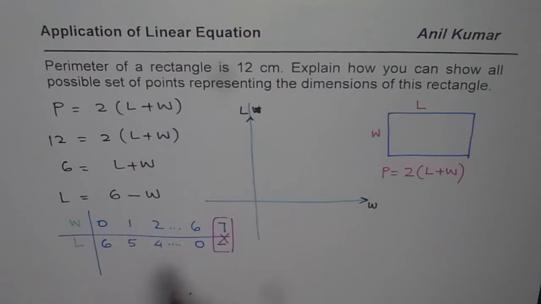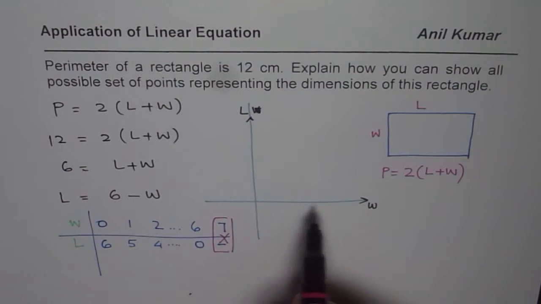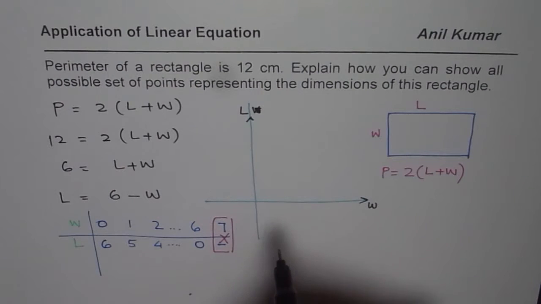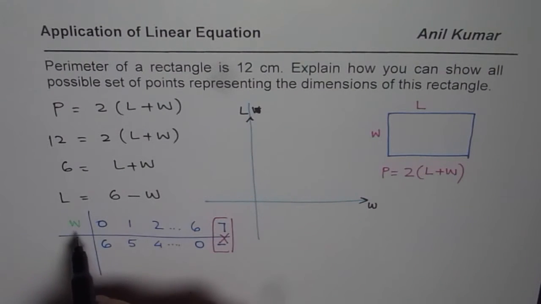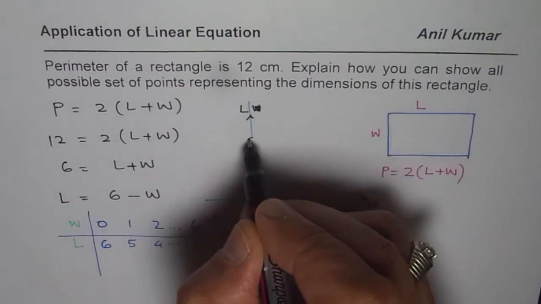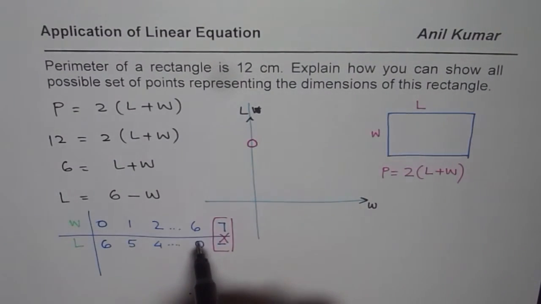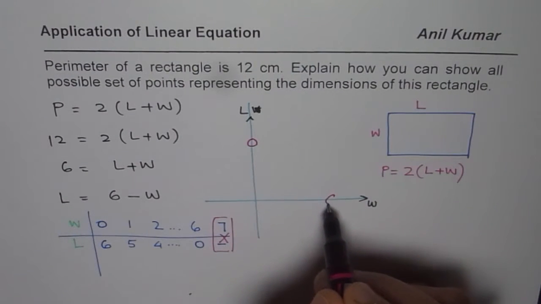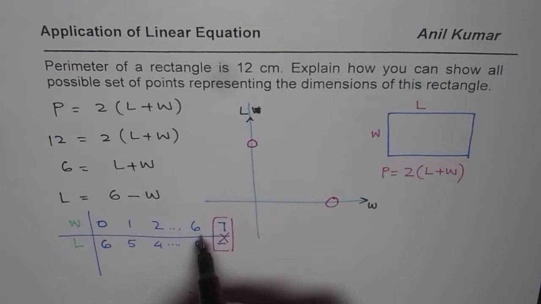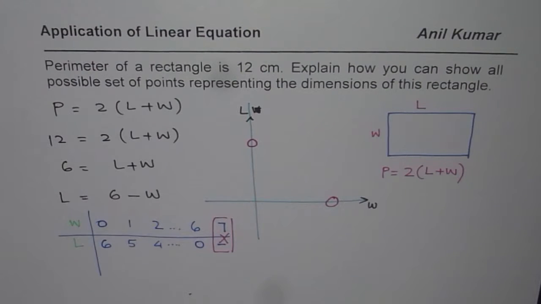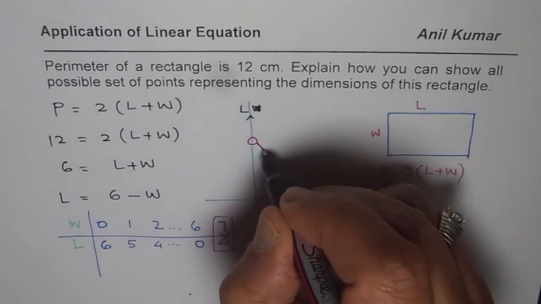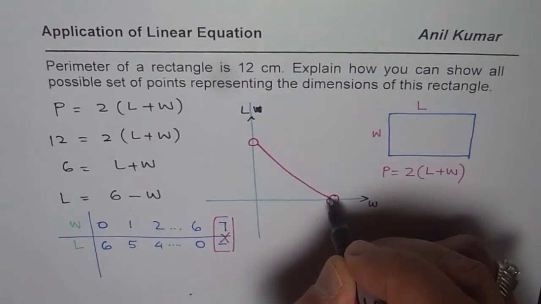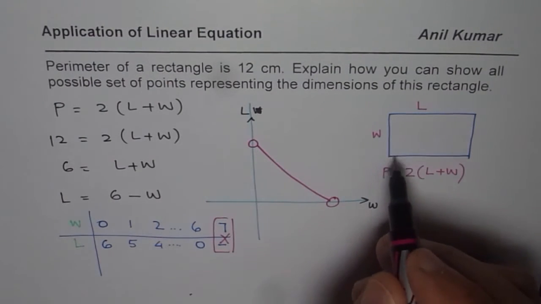Now we are looking for dimensions. So these points could be plotted on the graph. Let's say (0, 6), that means W is 0 and this is the value 6. On the other hand, we have W as 6 and length as 0, right? So these are the 2 points which are not really possible, but they are limiting points for our case. Everything in between is the set of points whose combination L plus W will give us the perimeter, right?